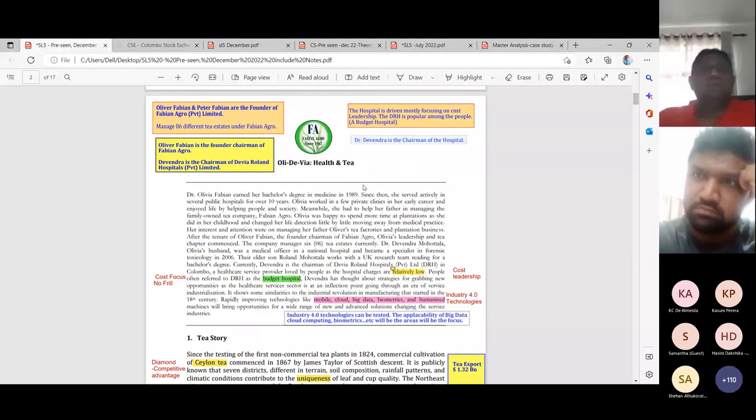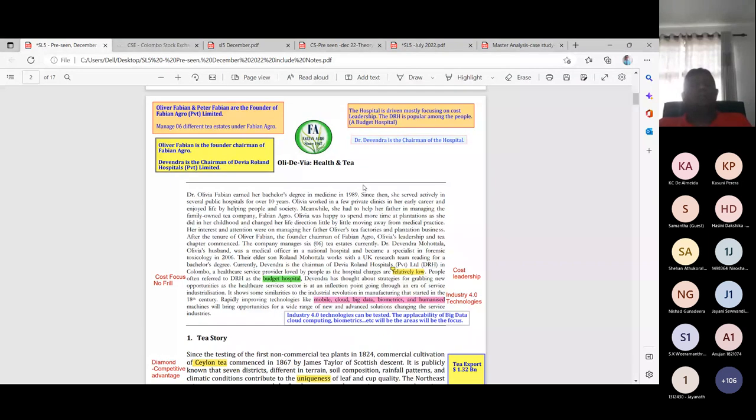So first of all, we look at the pre-seen and try to understand what type of business they are in. Normally, in any case study, the first few paragraphs are located to give an introduction about the company. So here also the same thing can be identified. They have given some introduction about the company. Dr. Olivia Papriens earned her bachelor's degree in medicine in 1989. Since then, she served actively in several public hospitals for over 10 years. She's a doctor, no? She's a doctor and served in a public hospital for more than 10 years.